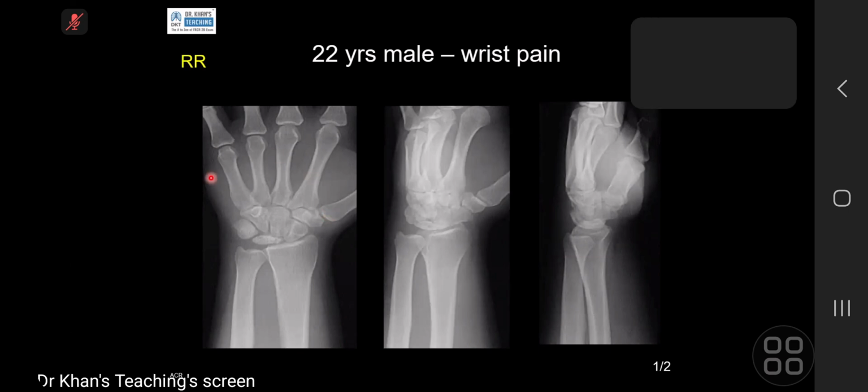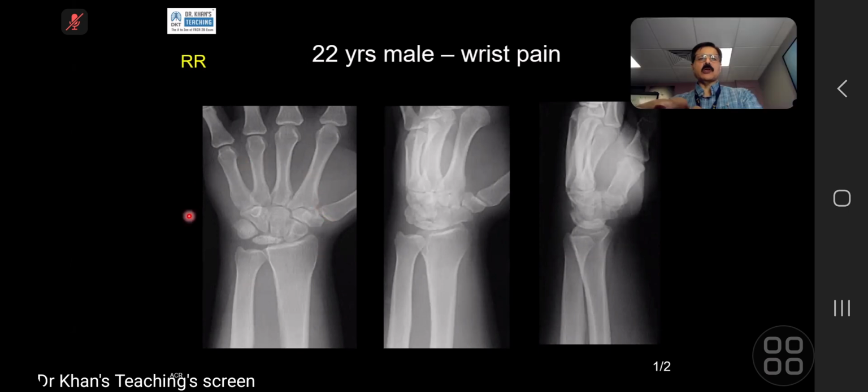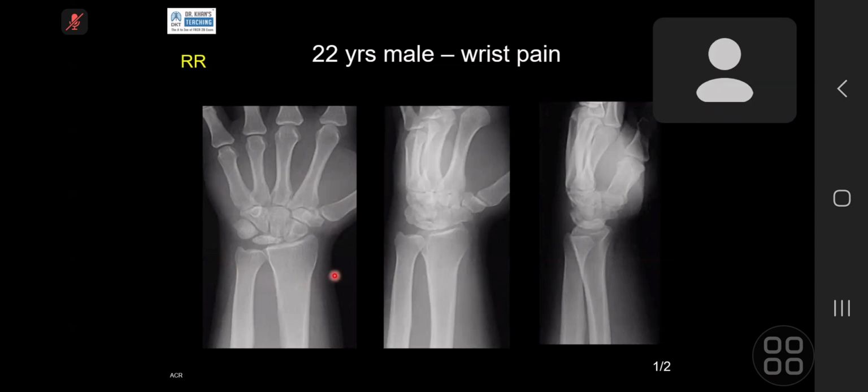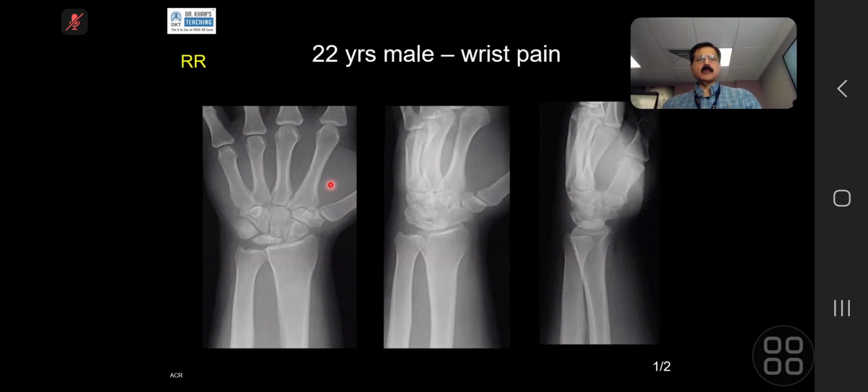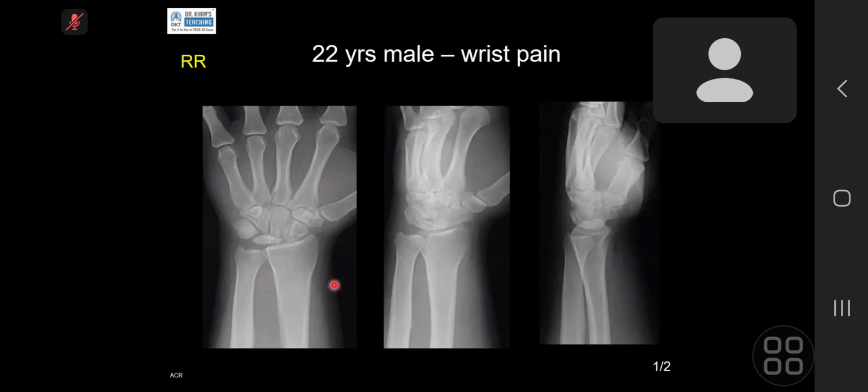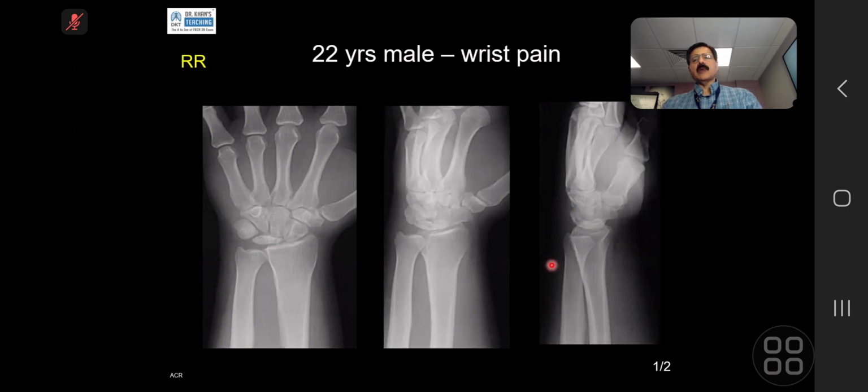If you just concentrate on this X-ray for your rapid reporting, normal or abnormal, just consider this one, nothing else. This is abnormal. And what is happening? I think lunate AVN. Excellent. Lunate AVN. And by the way, in your exam, this can come as a lateral.